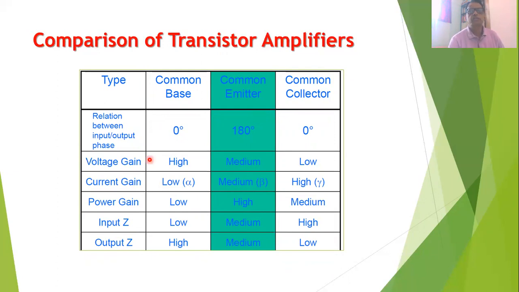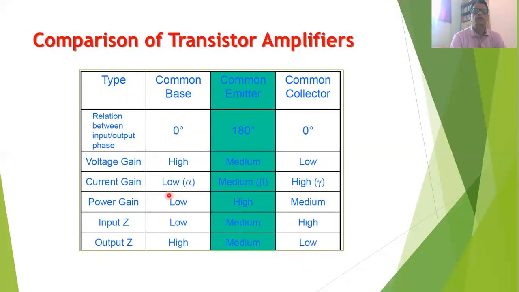As far as the voltage gain is concerned, the voltage gain of common base amplifier is high. For common emitter amplifier, it is also almost equal to that of common base amplifier. But in case of common collector amplifier, the voltage gain is almost equal to unity and it is low. The current gain in case of common base amplifier is low. It is almost equal to unity and it is called the alpha of the transistor. In case of common emitter, the current gain is medium and it is called the beta of the transistor. And in case of common collector, you will find that the current gain is slightly greater than that of the common emitter amplifier and it is called the gamma of the transistor.